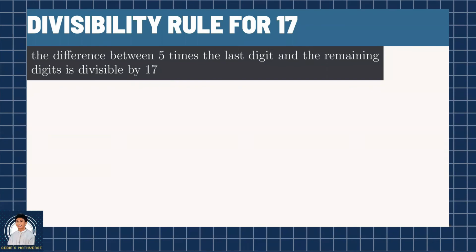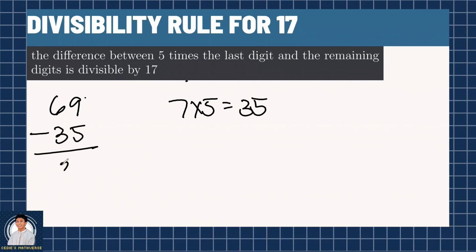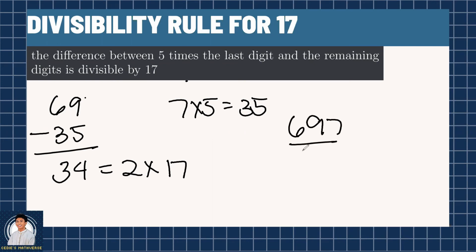Now, the divisibility rule for 17 is the same as 11, but the factor for the last digit to be multiplied is 5. So, one example that we have is 697. We remove the 7, then multiply it by 5. So, 7 times 5 equals 35. 69 minus 35 equals 34, which we know is 2 times 17. This means that 697 is divisible by 17.